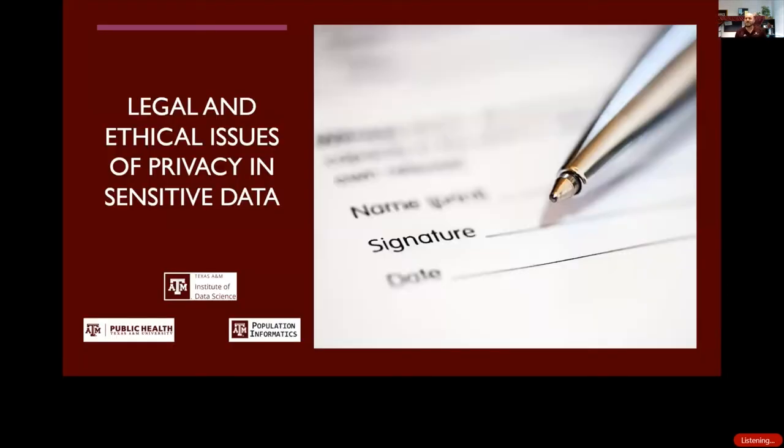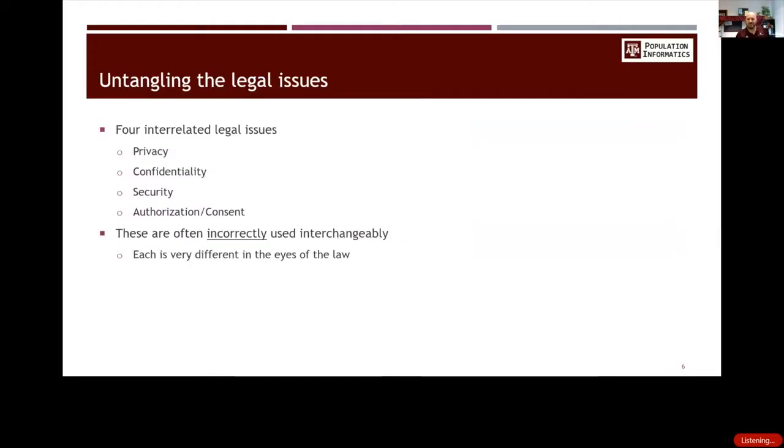So to start off, let's talk about legal and ethical issues of privacy and sensitive data. Now, before I dive deep into the issues, often there are these interrelated and often confused legal concepts that I like to disentangle whenever I'm talking about privacy generally. Because sometimes when we're talking about privacy, really we're talking about something else. We're just using the wrong term. So there are these four terms here that I want to disentangle before we start getting into the meat of the subject, because each is viewed very differently in the eyes of the law.